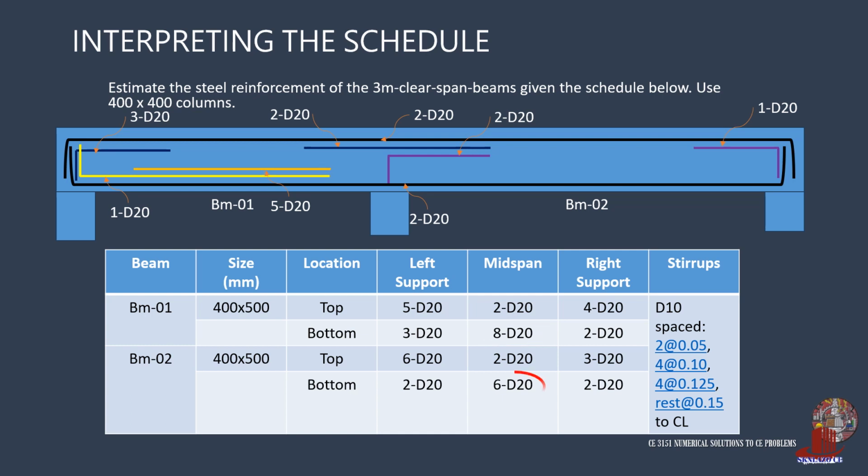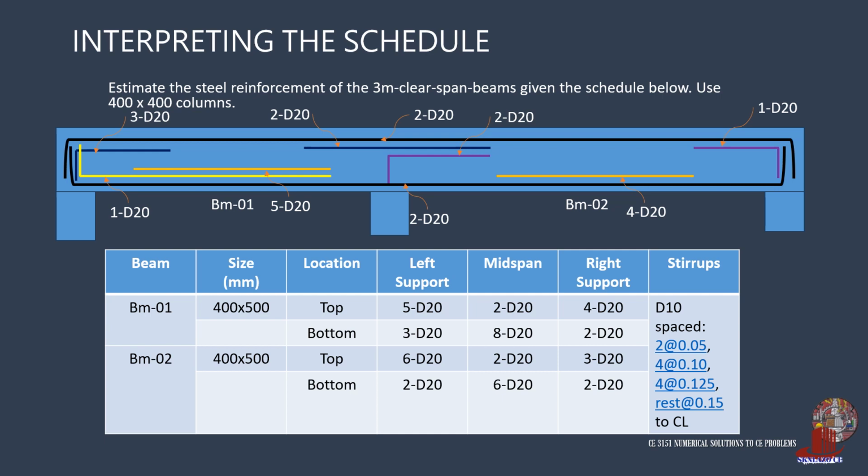Next is then to lay out the bars on the bottom midspan of beam 2. There should be 6 D20, so with two continuous bars, there should be 4 D20 cut bars in the midspan. Check if the number of bars laid out is right in each location.